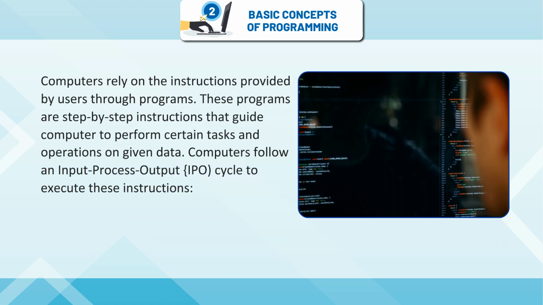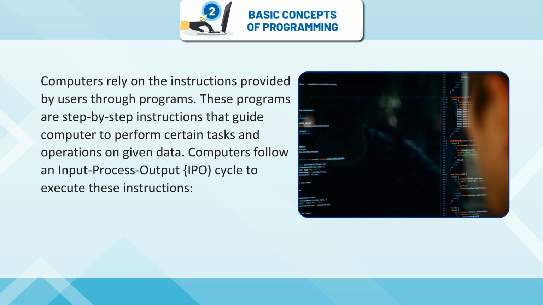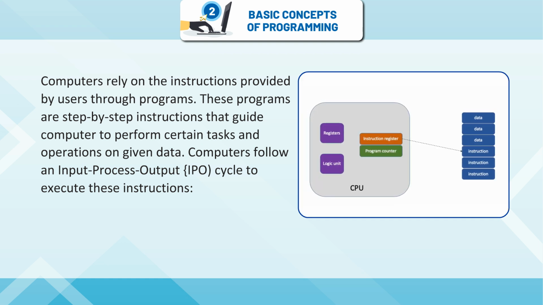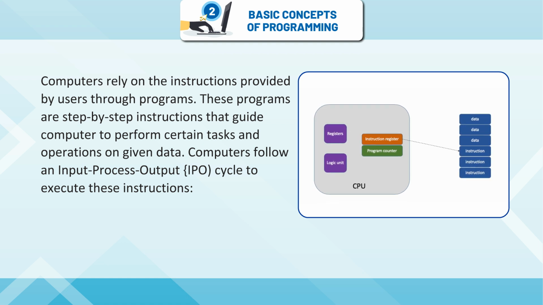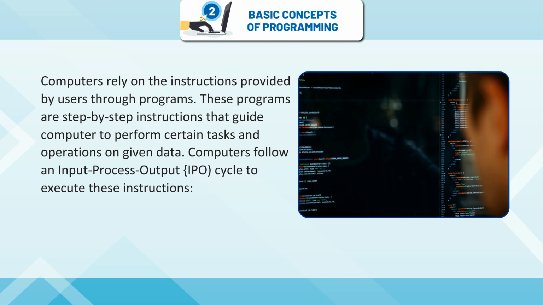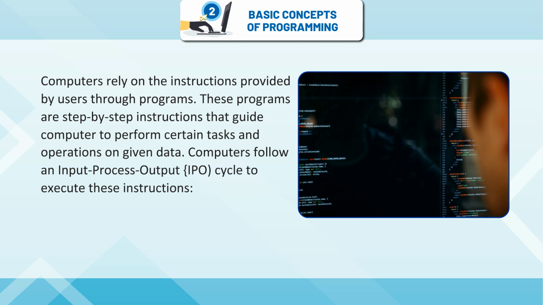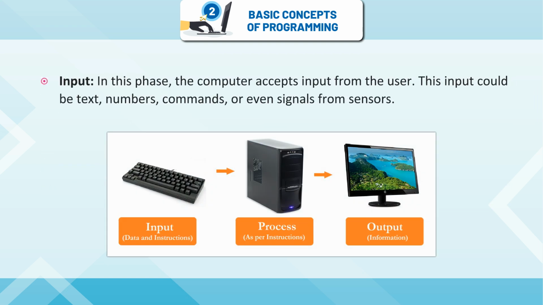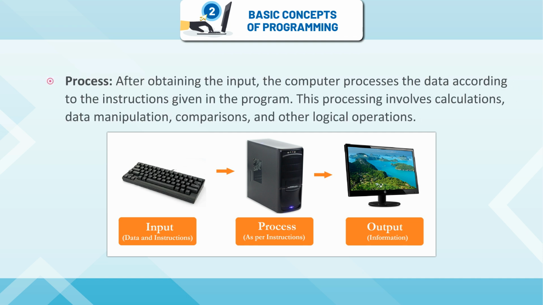Computers rely on the instructions provided by users through programs. These programs are step-by-step instructions that guide the computer to perform certain tasks and operations on given data. Computers follow an input-process-output (IPO) cycle to execute these instructions. Input: in this phase, the computer accepts input from the user. This input could be text, numbers, commands, or even signals from sensors.